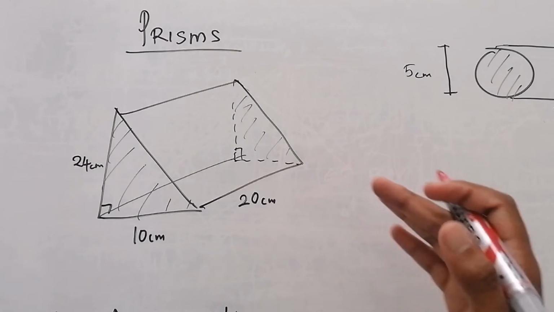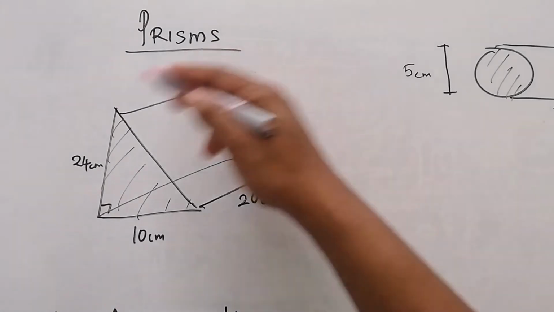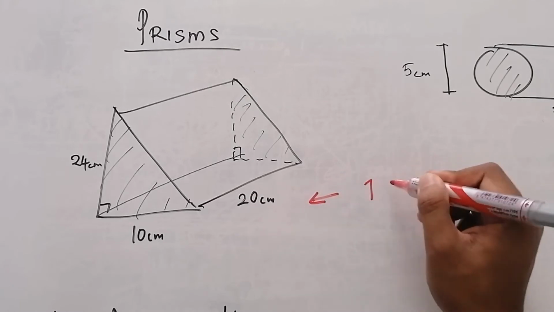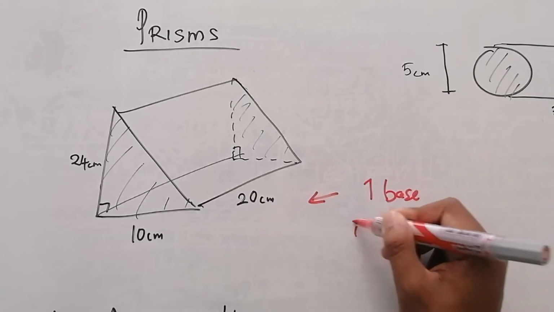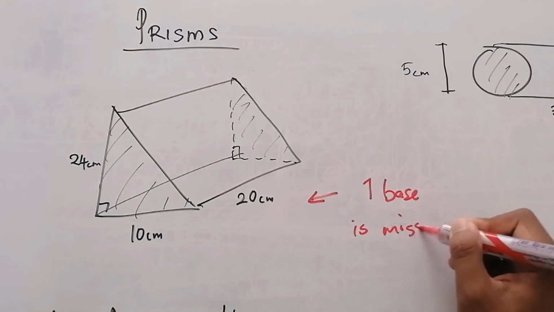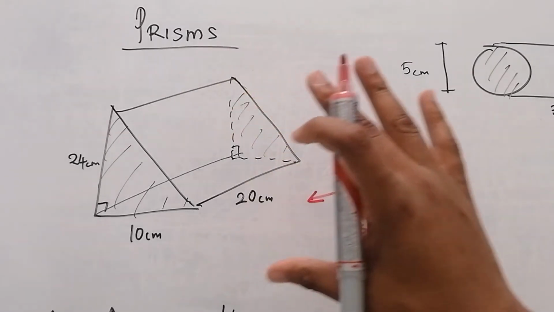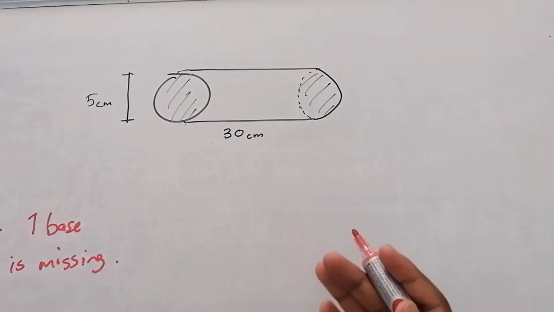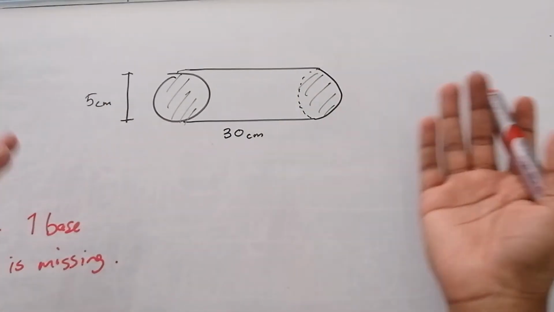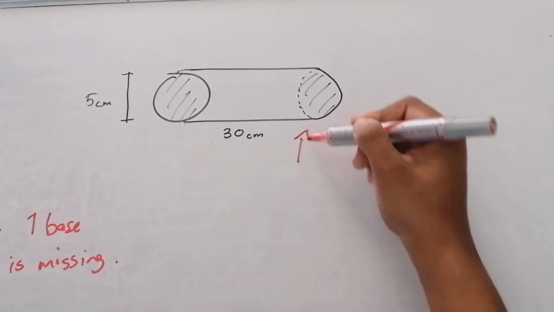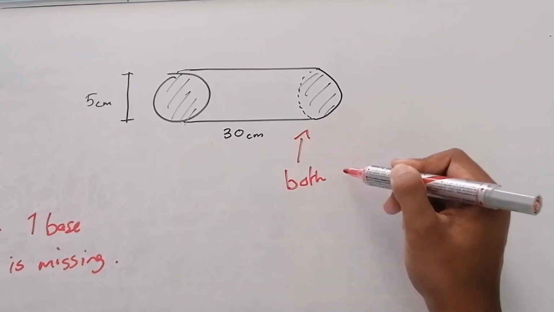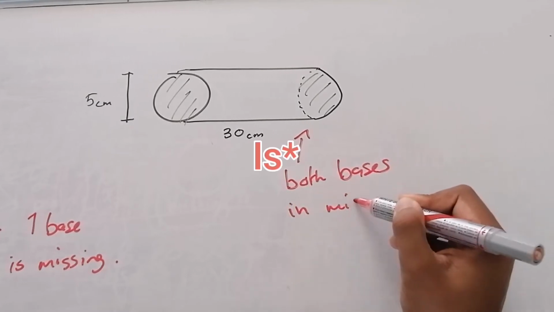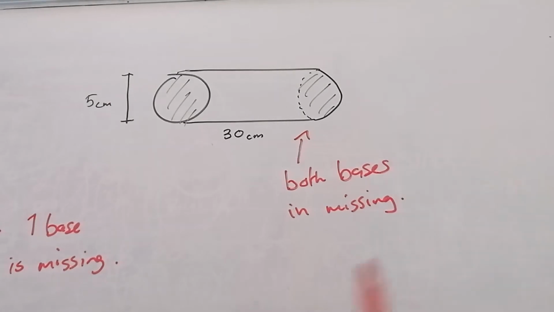But there's an adjustment we need to make in our formulas, because for this triangular prism, one of the bases is missing. So one base is missing. Okay, we just need to keep that in mind when we do this calculation. And then for this one, both ends are missing. In fact, this is an open cylinder with both ends missing. So I just need to keep that in mind when I'm doing this one. Both bases are missing. Okay, now we can get started with the question.